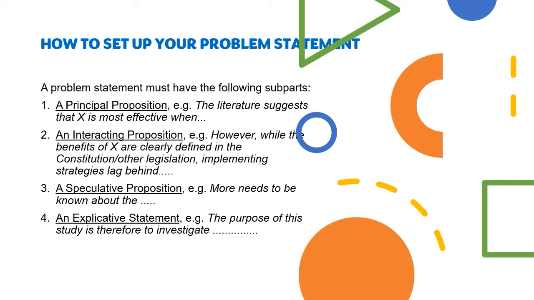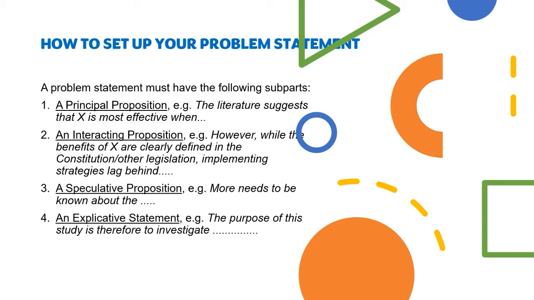So when I set up a problem statement, I first need to have a principal proposition. That is where I start deductively from my literature. So I say the literature suggests that X is most effective: adoption of green energy, greater job satisfaction, the empowerment of women, the livelihoods of people in this area. My literature says this, so that is my principal proposition.